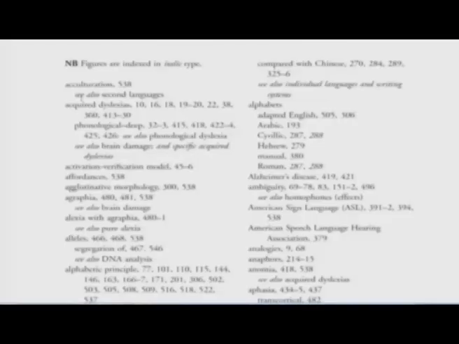You will also see that some suggestions are given. For example, under acculturation, it says see also second languages. That section is not here, but when you go to the entry second languages, there again page numbers are mentioned, and when you go to those specific pages, you find more information.